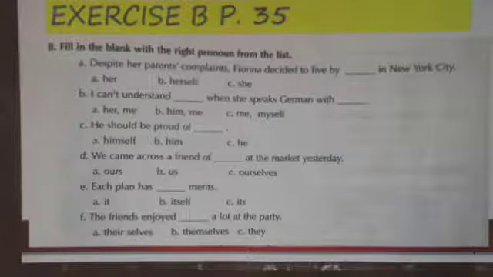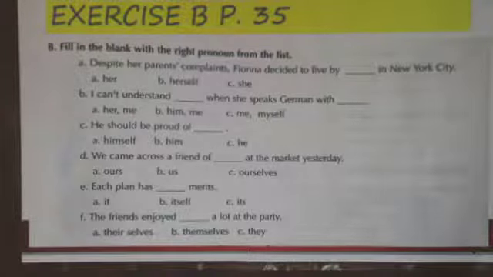C, he should, okay? He ought to be proud of, okay? To feel pride. To be proud of. So when we realize success, we feel proud of ourselves. Okay? Now D, we came across a friend, which means we met a friend of, one of our friends. So we came across a friend of at the market, maybe the supermarket, yesterday.